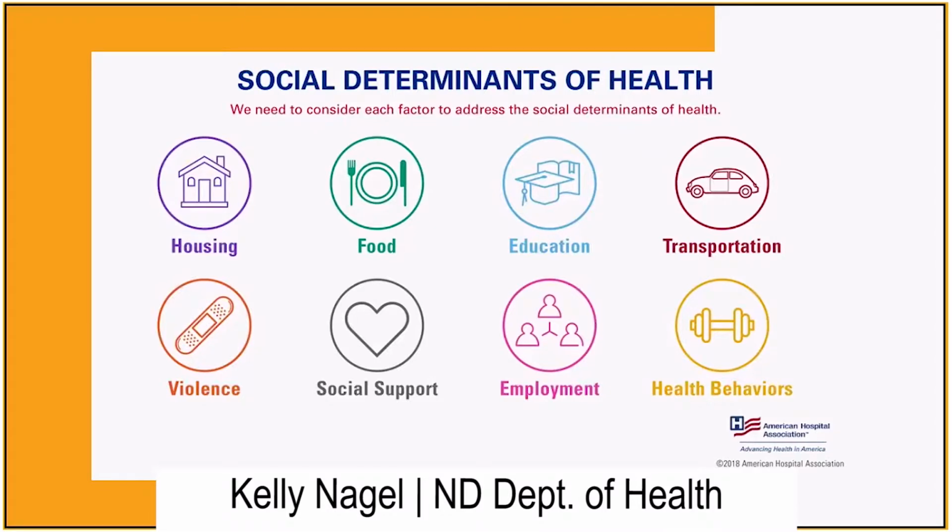And this is a graphic that shows what the social determinants of health are. Each of these areas on this slide represents struggles many in our communities face, and each is also a barrier to good health. So to improve people's health and well-being, we need to consider these factors and address the social determinants of health, which include housing, food, education, transportation, violence, social support, employment, and health behaviors.